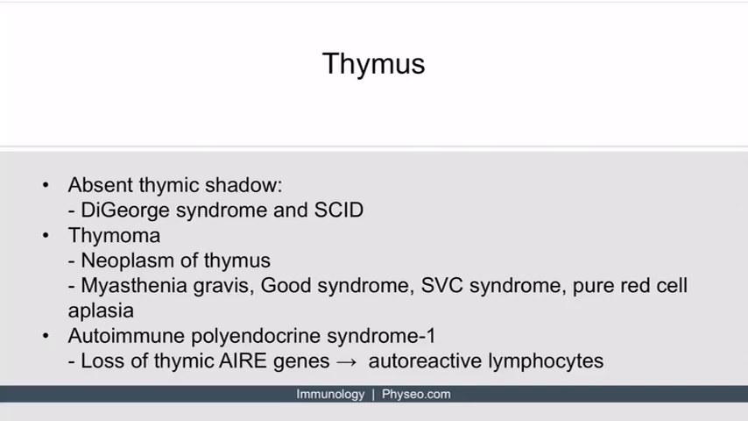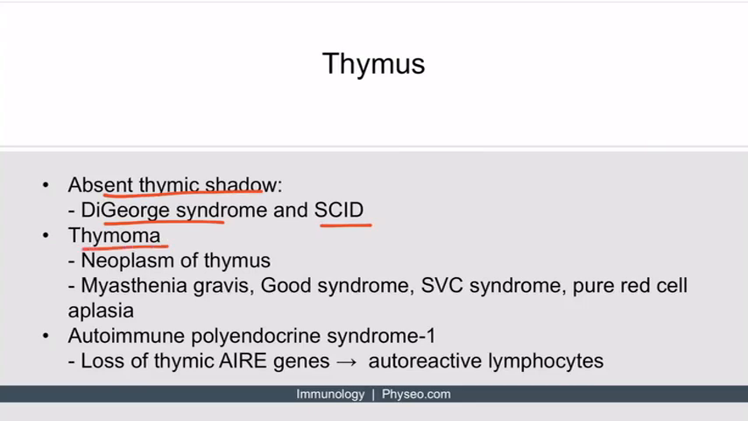Here are a couple of important associations to make regarding the thymus. First, absent thymic shadow is a term that comes up frequently in exam questions. This basically means that the thymus does not show up on a chest x-ray in a neonate. This is an indicator of immunodeficiency and is often seen in DiGeorge syndrome and severe combined immunodeficiency, or SCID. We talk more about these disorders in our lectures on immunodeficiencies.